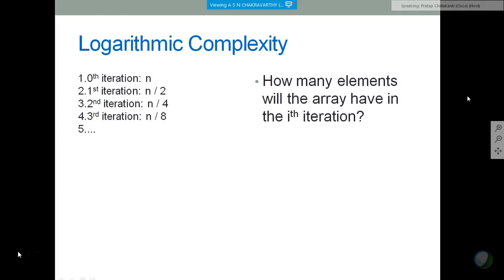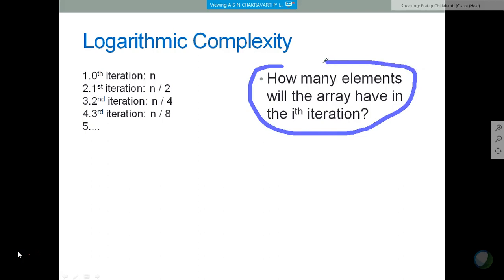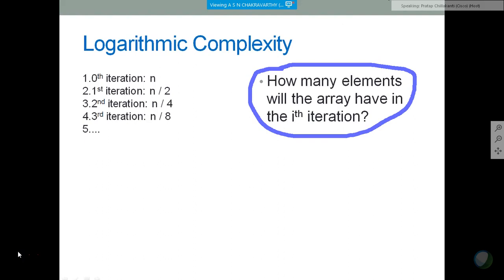You study the program, that's where you do it again, which is what we are calling the zeroth iteration. We call it iteration here. I think we call it iteration in India too, right? You have n elements in an array. After the first iteration, you have n by 2, and so on. So the question you have to answer is, how many elements will the array have in the ith iteration?